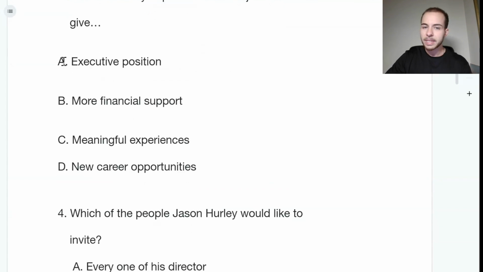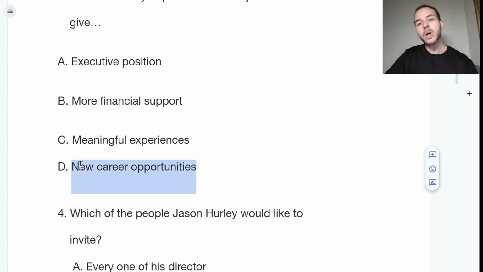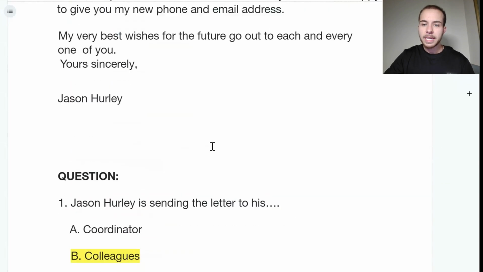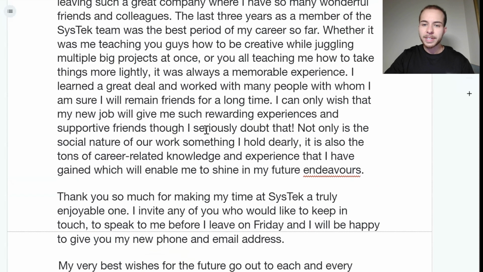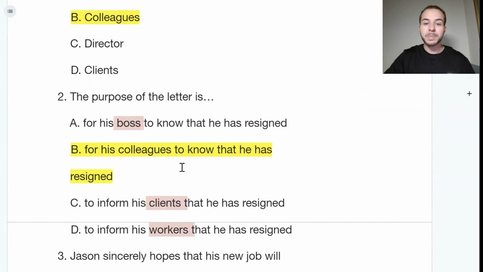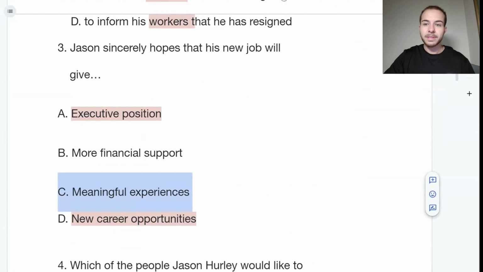He doesn't talk about an executive position. He briefly mentions opportunities, but not financial support. New career opportunities? Well, no, because he's already landed the job. He's already secured that job. So we could cross out these. However, he does talk a lot about rewarding experiences. That's the same as meaningful experiences. Bingo.